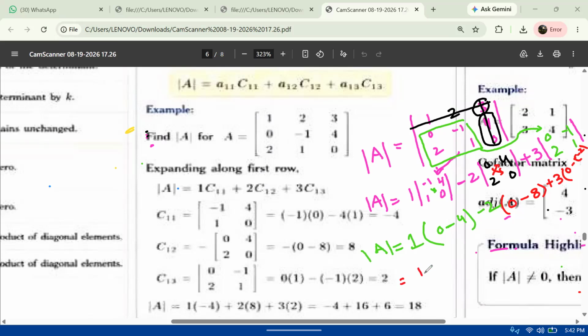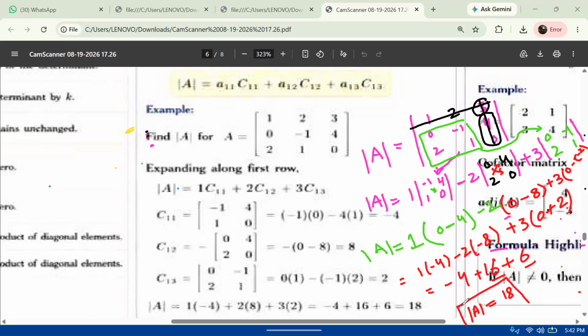So you got here 1 multiplied with minus 4, you got minus 2 multiplied with minus 8, you got plus 3 multiplied with 0. This minus minus becomes the plus 2. So here you got the minus 4, 2 multiplied by 8, it gives you plus 16, and the 3 multiplied with 2, it gives you 6. So 16 plus 6, it's 22, 22 minus 4, it will give you 18. So A determinant is 18.